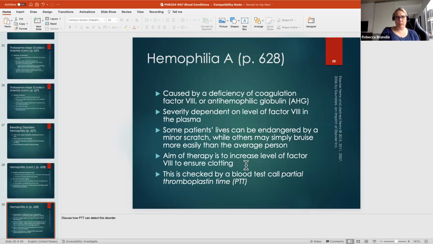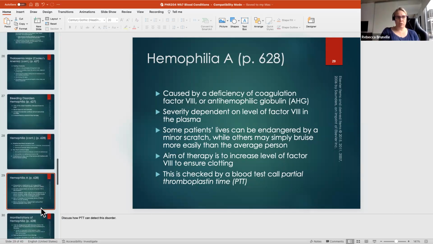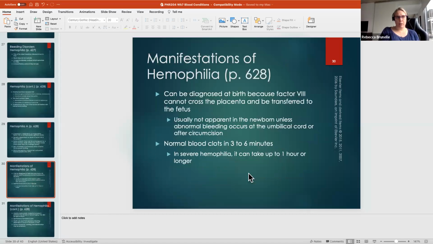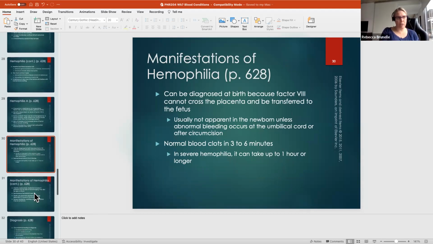The aim of therapy is to replace their missing clotting factor. Sometimes they have to go to a specialized clinic to get their medication, but they're also moving toward more home care, and sometimes parents learn to give the medications at home. They do a lot of monitoring of their clotting time. A normal clotting time is about 3 to 6 minutes, but for some severe hemophilia, it can take up to 1 hour. Keep in mind that there's a wide range of how bad somebody's hemophilia could be.